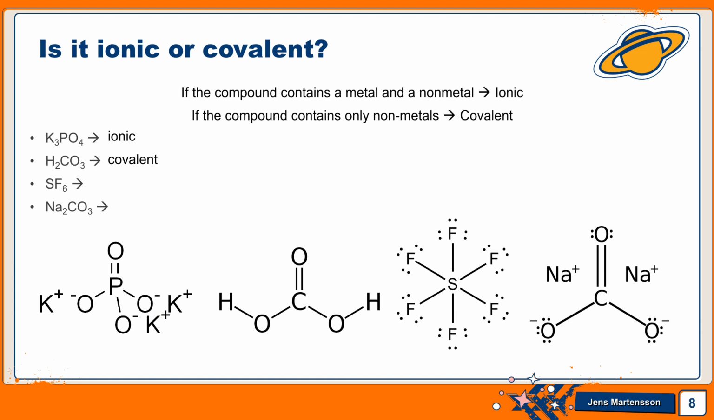Sulfur hexafluoride. Here you can see there is sharing between the electrons, and also they are all nonmetal compounds, which means it is covalent. Lastly, we have sodium carbonate, and we can see there is some covalent bonding going on, but there's also the sodium atoms along the outside, which are transferring electrons to the oxygens that are in need. So this is considered an ionic bond.